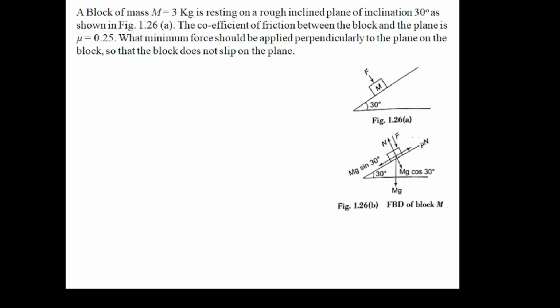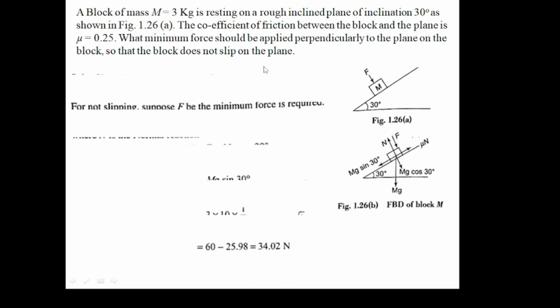Now we will solve some numericals based on friction and the mass pulley system. So the first problem states that a block of mass m, 3 kg, is resting on a rough inclined plane of inclination 30 degrees as shown in figure 1.26. This is the free body diagram of block M, and the coefficient of friction between the block and the plane is mu equal to 0.25. So what is the minimum force that should be applied perpendicular to the plane on the block so that the block does not slip on the plane?